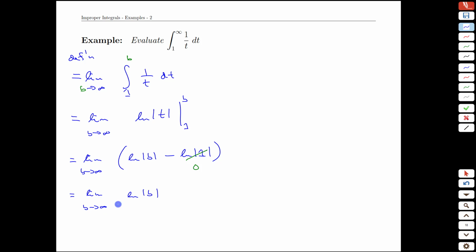So now we're asked what happens to ln of b as we put in larger and larger values of b. This in fact heads towards infinity as well. If you go back to the basic functions that we've learned, the ln graph flattens out, but it still does grow forever and can get infinitely large. And so this limit does not exist.